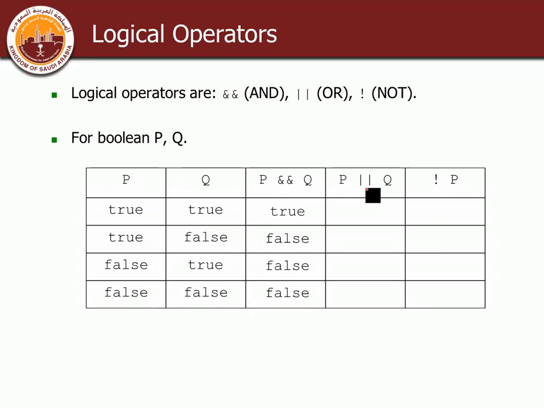What about the OR? If this is true or this is true, is one of them true? So this is true, one of them or both of them. Whatever, one true is enough. Both being true is okay, but one is enough. But if both of them are false, it's going to be false. What about this one? The opposite of P. If this was true, then it becomes false, and whatever was false becomes true. So this is the truth table. The opposite makes something, if it was true, become false. If it was false, it becomes true.